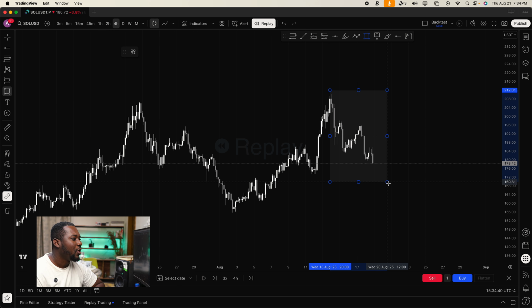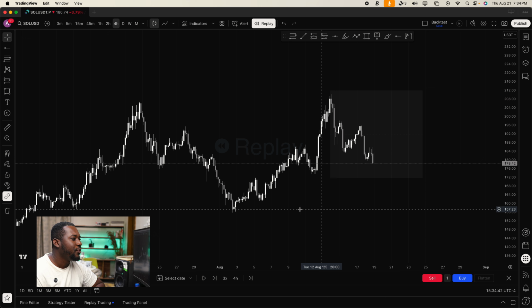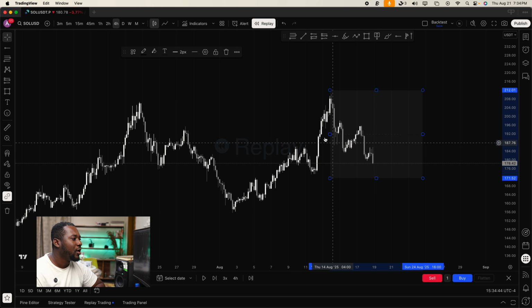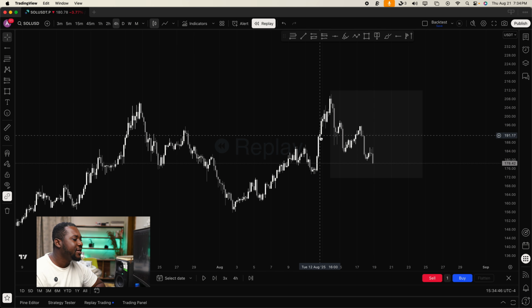We are going to focus on this part. Okay. This is the zone we are going to focus mainly on. All right. Now, focusing on this particular zone, you realize that the market was at this particular low and then it moved all the way up.